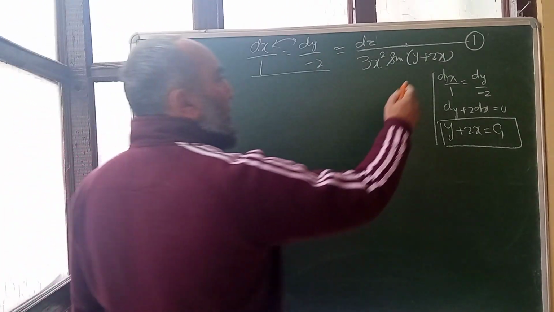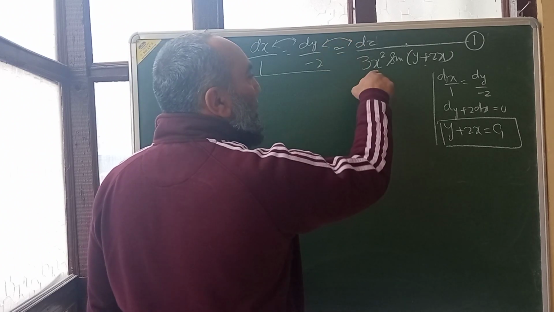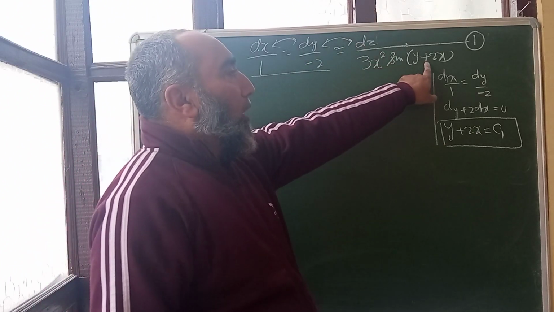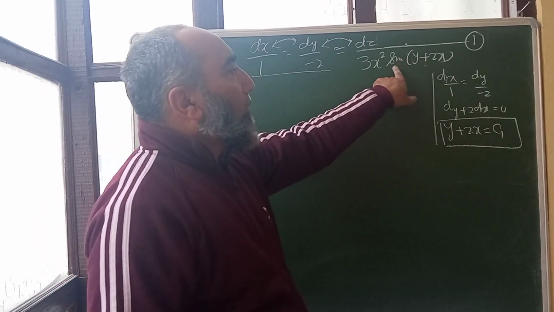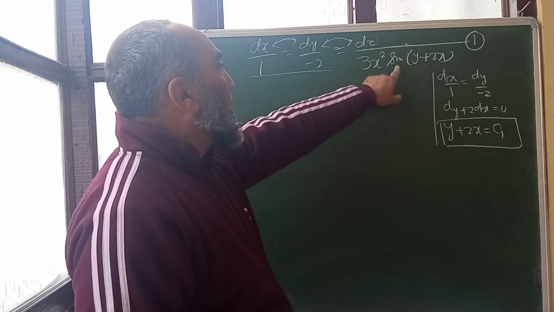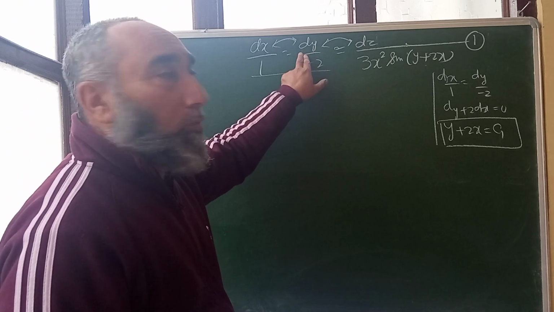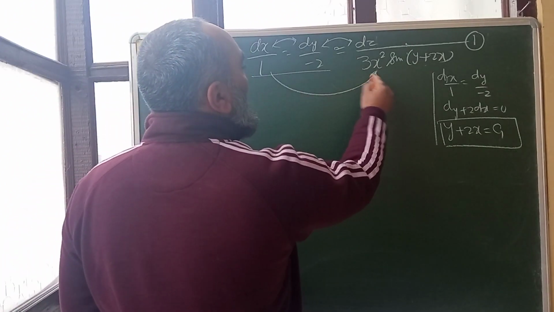Okay, now I will use this. See, I cannot choose these two fractions together because I have x over here. If I choose here, I can put y plus 2x equals c1, that will be sine of some constant. Okay, it will be taken care of. But this 3x square cannot be taken with dy. So I have to choose only the first and third fractions together.